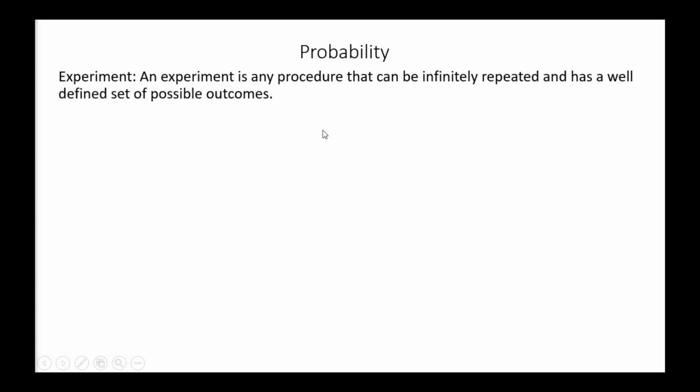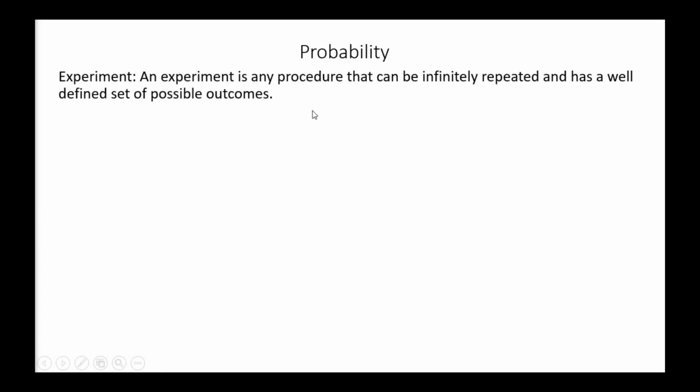So now I've made a new playlist on probability. So I will make some videos on probability in which I'll explain this topic in a much easier way, so you'll be able to solve complex problems after watching some of the videos. So let's begin. So first, in probability, let's see what is the meaning of an experiment.